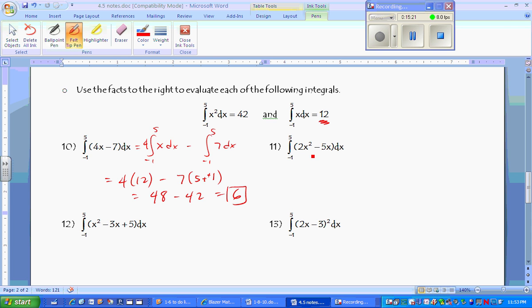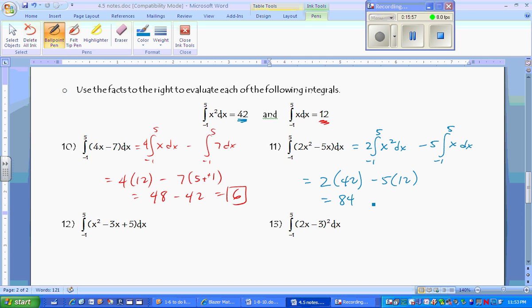For number 11, again, we can break this up. We can look at the definite integral from -1 to 5 of 2x squared. We can put the 2 out in front, times x squared dx, minus 5 times the definite integral from -1 to 5 of x dx. So we have 2 times the definite integral from -1 to 5 of x squared, which is 42, minus 5 times the definite integral of x, which is 12. So we get 84 minus 60, which gives us 24. Alright, go ahead and try 12 and 13 on your own.